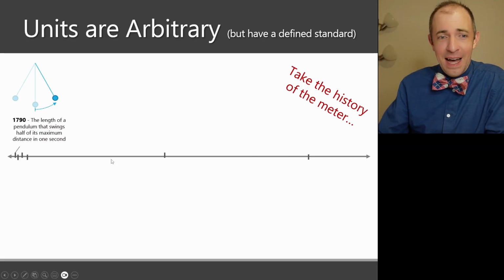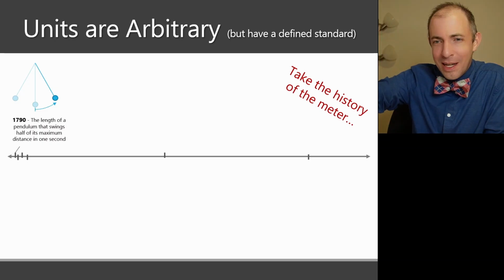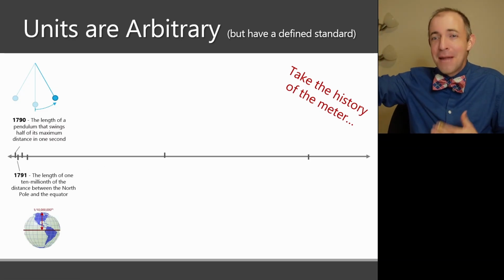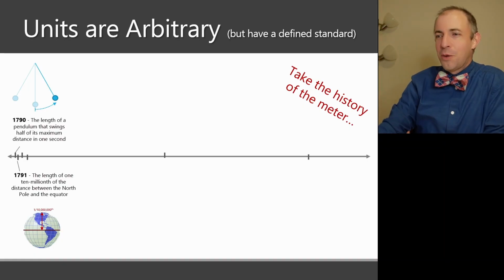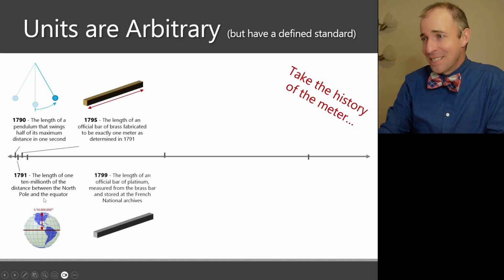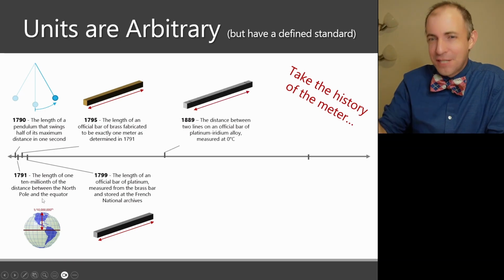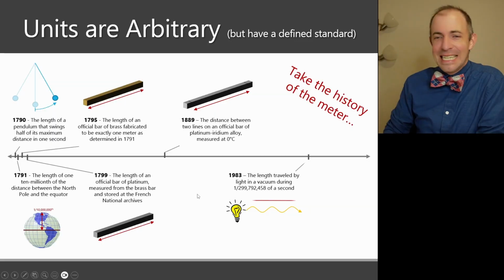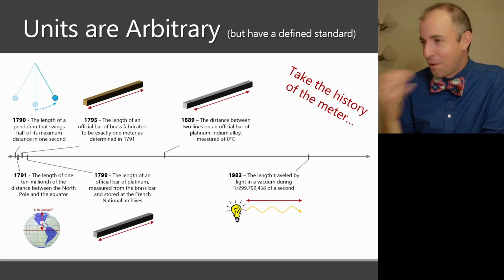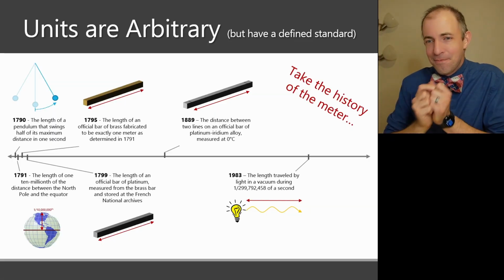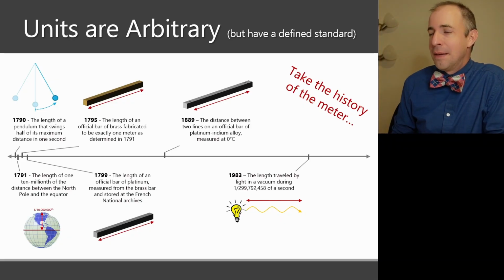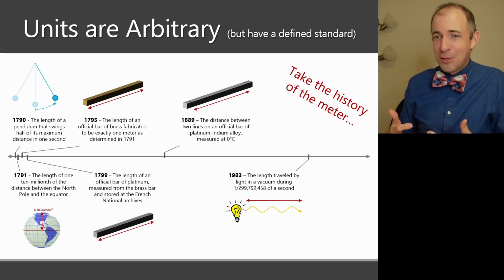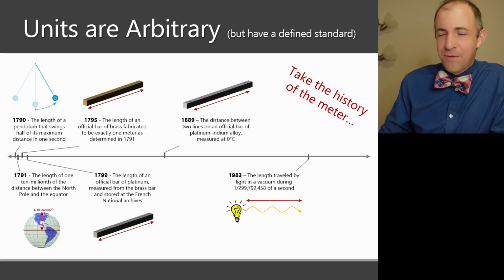The meter used to be defined as the length of a pendulum that would swing half of its maximum in 1 second. It was redefined then to be the length 10 millionth the distance between the North Pole and the equator, redefined again several times to be the length of a physical object that was stored in the basement somewhere in Paris. And then finally, in the 1980s, it was redefined once again, one final time, to be the length that light travels in a certain period of time. This is what we are talking about when we say 1 meter. Now, every time we are measuring in meters, we are measuring it against this reference point.